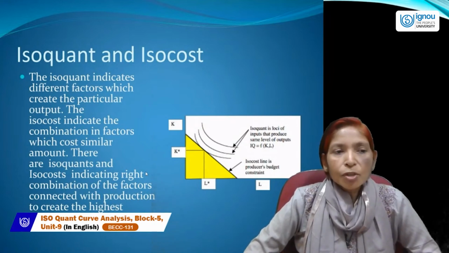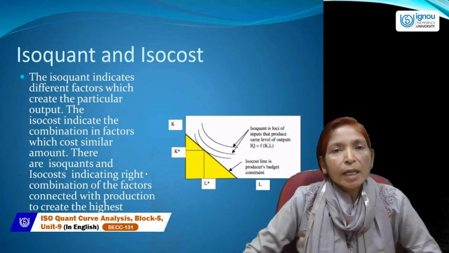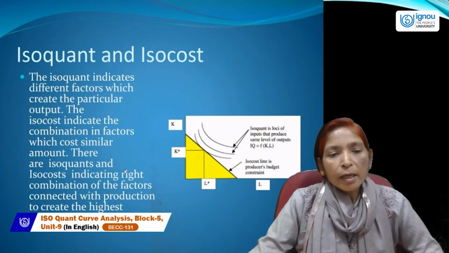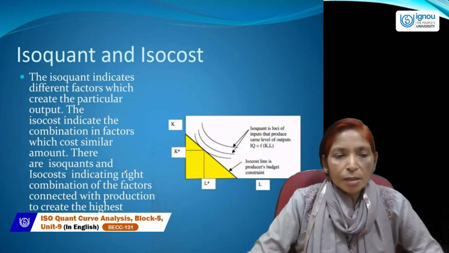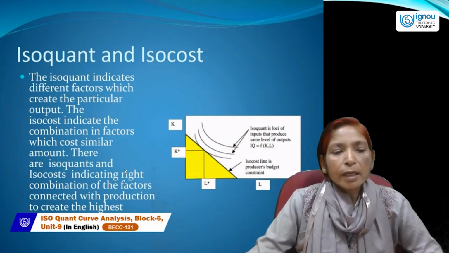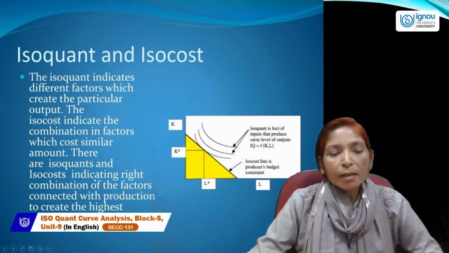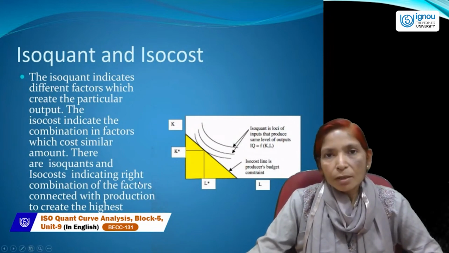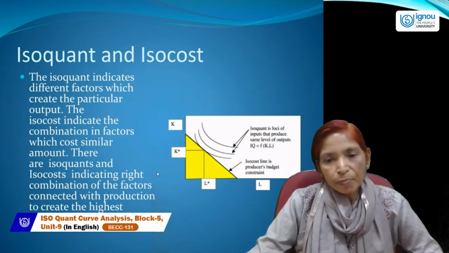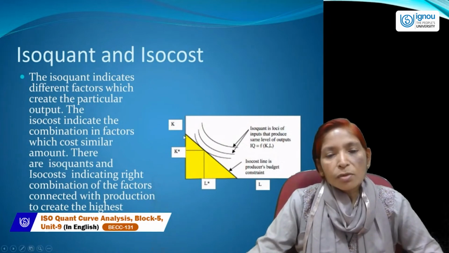The isoquant curve shows different factors which create the particular output, and the isocost line indicates the combination of factors which cost a similar amount. The isoquant curve and isocost line indicate the right combinations of the factors connected with production to create the highest output at least cost. So here, this straight line curve is known as isocost line.